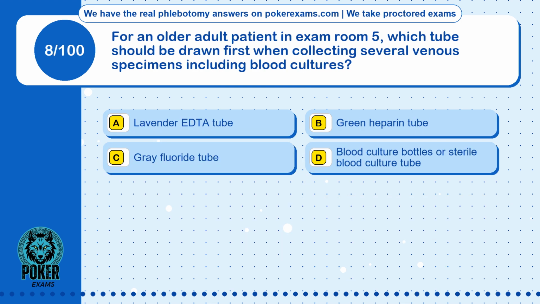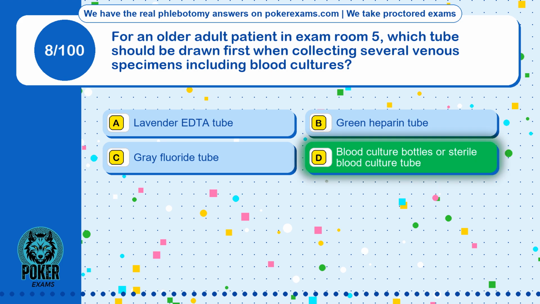Question 8. For an older adult patient in exam room 5, which tube should be drawn first when collecting several venous specimens including blood cultures? Option A, lavender EDTA tube. Option B, green heparin tube. Option C, gray fluoride tube. Option D, blood culture bottles or sterile blood culture tube.